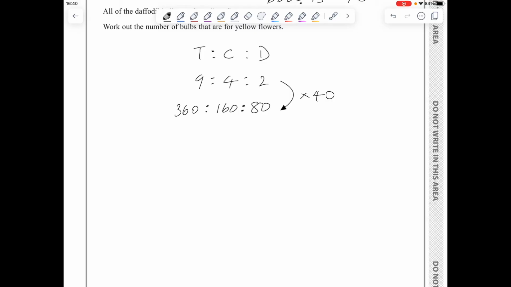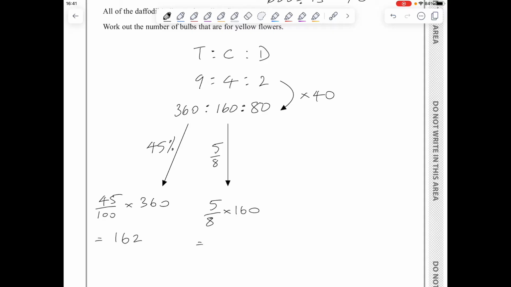Now 45% of 360 is for yellow flowers. So 45 over 100 times 360 is equal to 162. Similarly, 5/8 of 160 are for yellow flowers. So 5 over 8 times 160 gives me 100. And all of the 80 are for yellow flowers. So I'm just going to write 80 here.